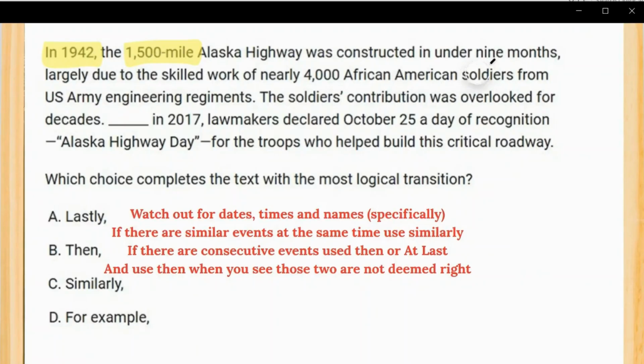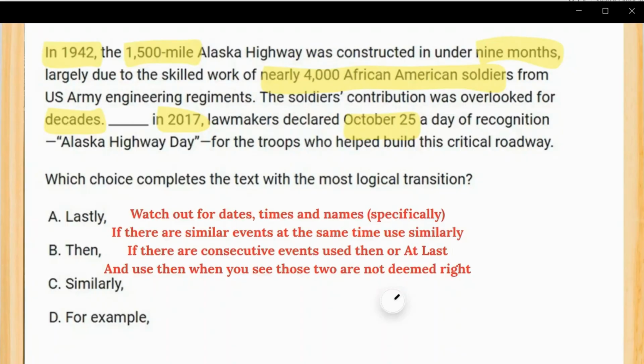In 1942, the 1,500-mile highway was constructed in nine months, largely by nearly 4,000 African American soldiers from the Southern region, overlooked for decades. In 2017, lawmakers declared October 25 as a day of recognition. So these are the numerical evidence. I'm just going to highlight that first.